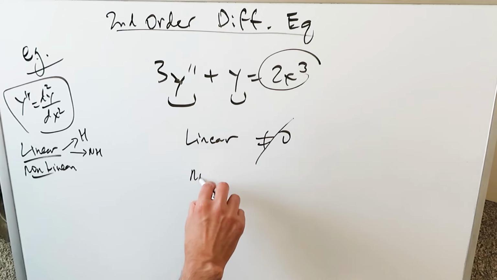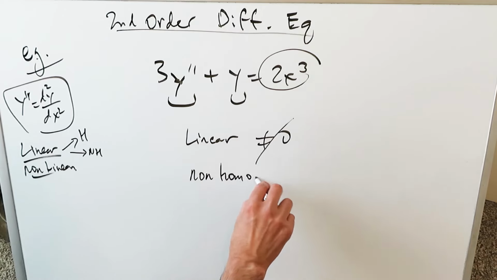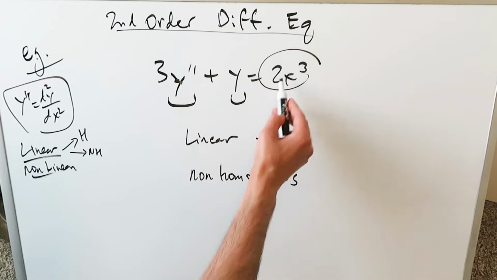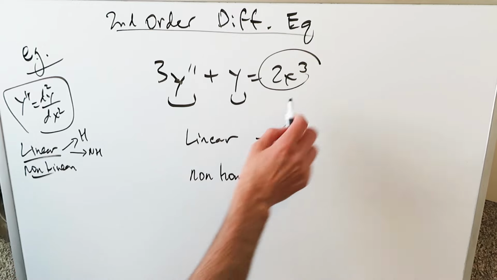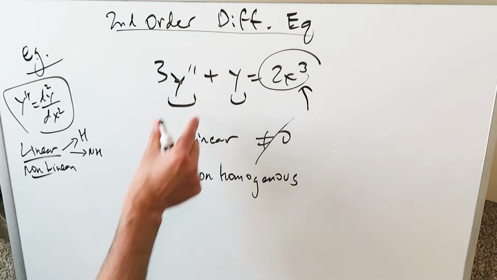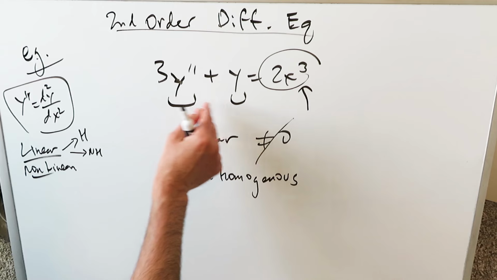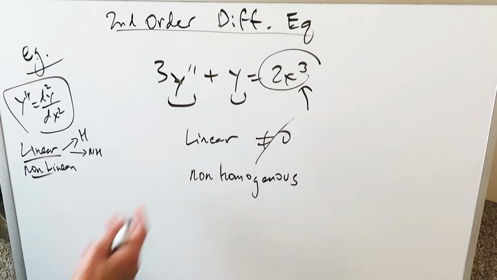Hence this makes it non-homogeneous because it's equal to something other than 0. It's equal to some sort of function. It's a non-homogeneous linear differential equation. This thing right here makes it non-homogeneous. These unaffected y variables or derivatives with respect to y make it linear, and that's your categorization for this example.